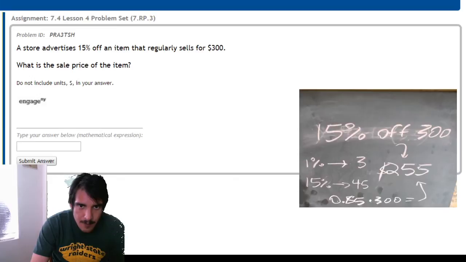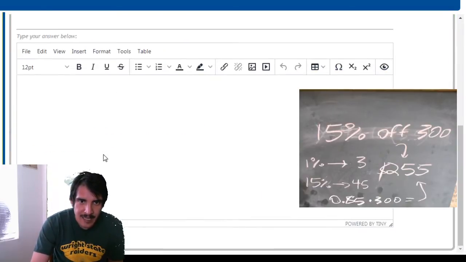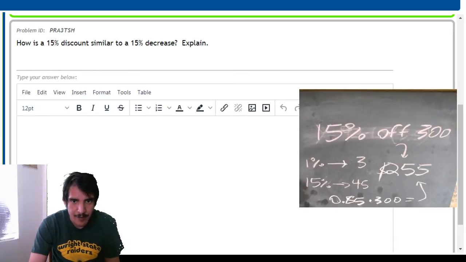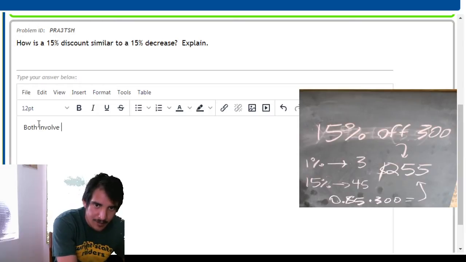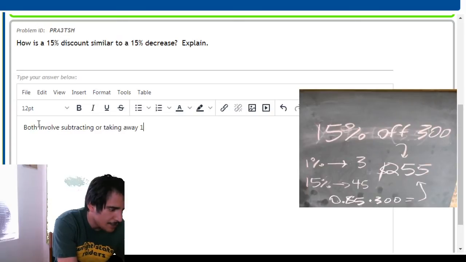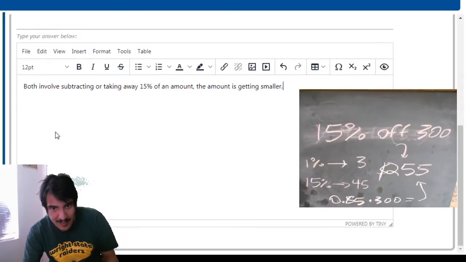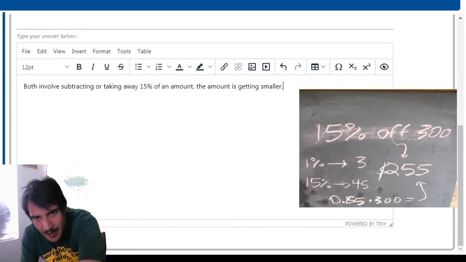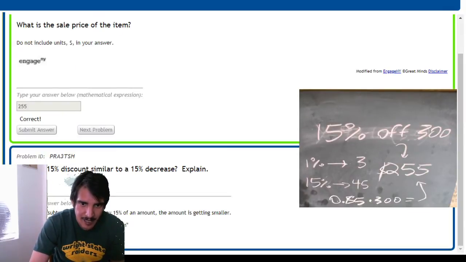So we're back. So 255 was the answer. 255, no dollar sign, no nothing, just move on. Next said, how is a 15% discount similar to a 15% decrease? I'm going to say both involve subtracting or taking away 15% of an amount. The amount is getting smaller. That's another way to say it. Or it's decreasing. Okay? So if you said anything about it being 15% and the amounts are getting smaller, you are correct. I already gave feedback to a lot of people on that.